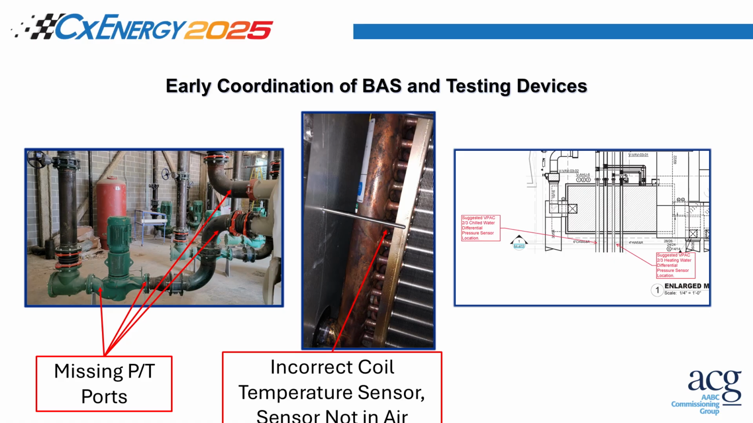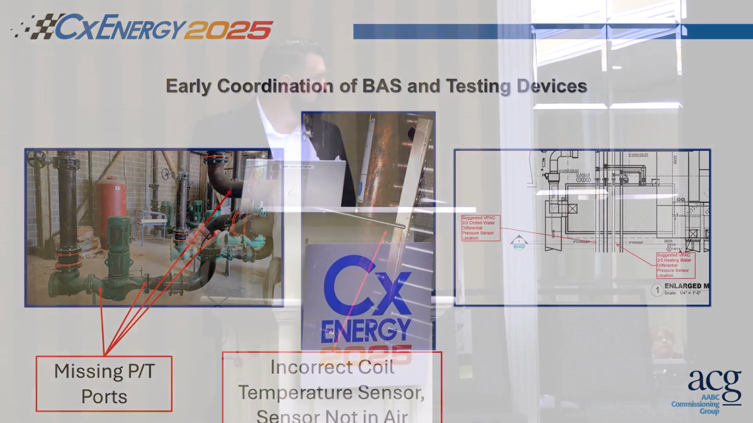And as I said, going into incorrect sensors, it might have said it was a 24-inch serpentine, and they decided to use an 8-inch probe, and the discharge air sensor is not even inside the coil string or coil path.